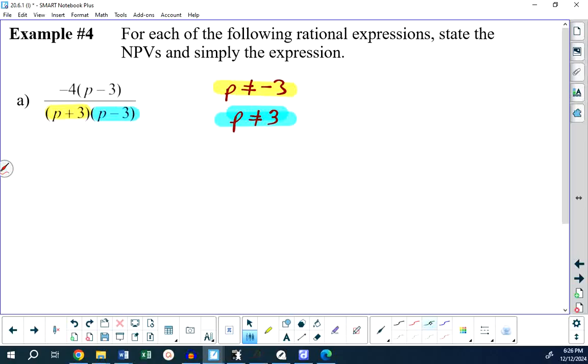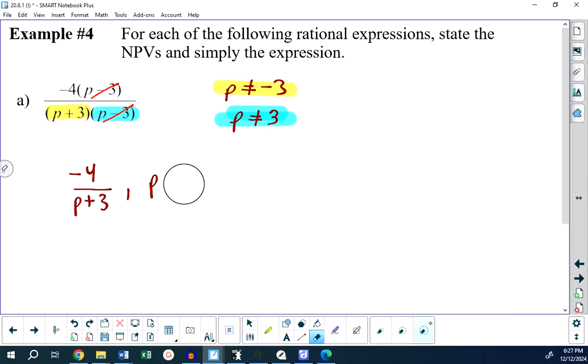Now we cancel common factors. The answer to this question is negative 4 over p plus 3, and p is not allowed to be plus or minus 3. The non-permissible values have to be stated and rewritten based on the original expression. We take a look at B.